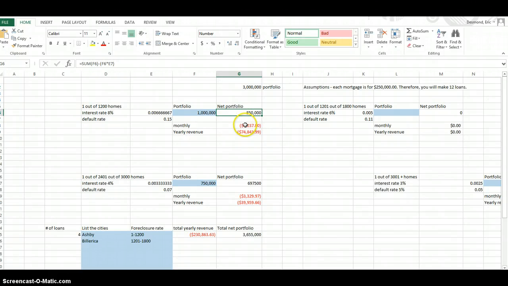And then this is an Excel function payment, which is already calculated for you. It's in negatives. Just please pretend it's in positive. It's another complicated step just to reverse that. And then yearly. So if at 8% interest on a portfolio of $850,000, you're going to be making $74,843 for the year. Now let's look at Billerica.